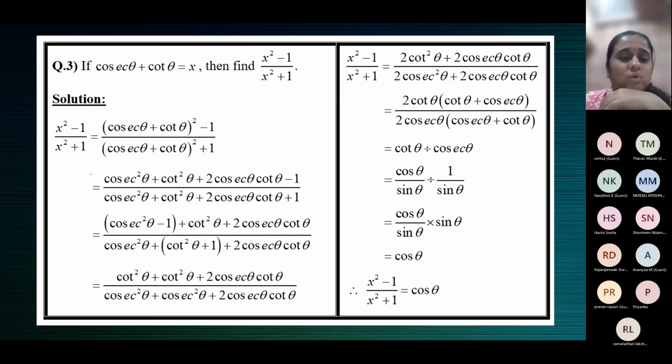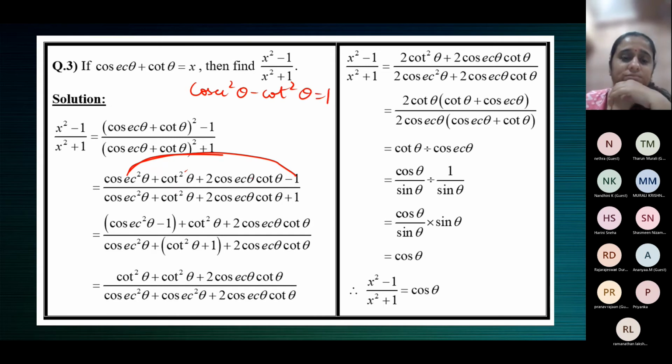Now, wherever you can, use the identity. Now you know that cosecant square theta minus 1 is cot square theta. Okay, let me write. Cosecant square theta minus cot square theta is equal to 1. All right, this is the identity. Cosecant square theta minus cot square theta is 1.